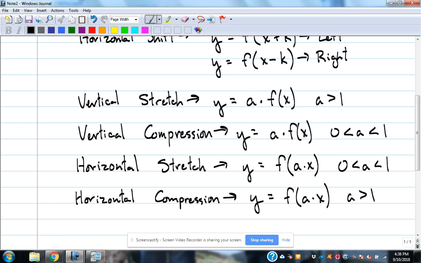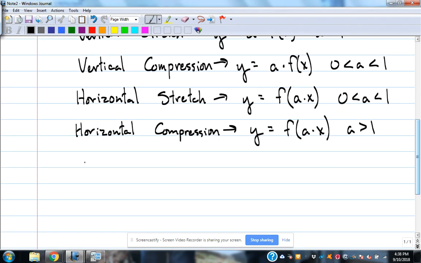Just like with the shifts, a plus on the inside moved it to the left instead of the right. It's the opposite of what you would think there. Okay, so horizontal things happen opposite ways. All right. Two other things. A reflection across the x-axis.